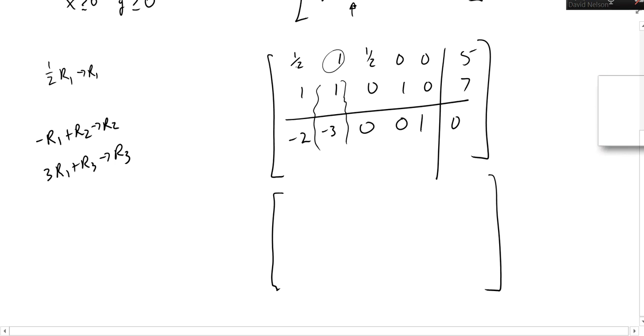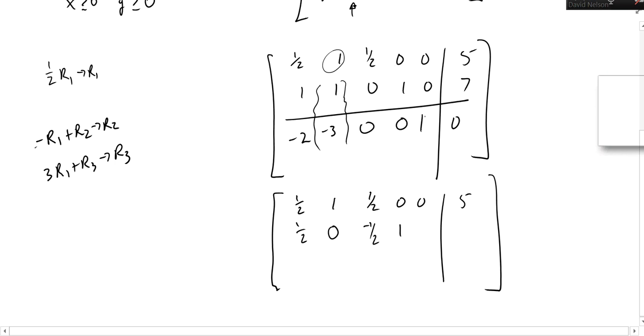So the first row is going to stay the same. I'm not changing it, although I am doing these operations with it. I'm going to take -1 times what's in row 1 and add it to what's in row 2. So I'm going to have a -1/2 and a +1. They will add together to give you +1/2. A -1 plus 1 would give us 0. -1/2 plus 0 is -1/2.